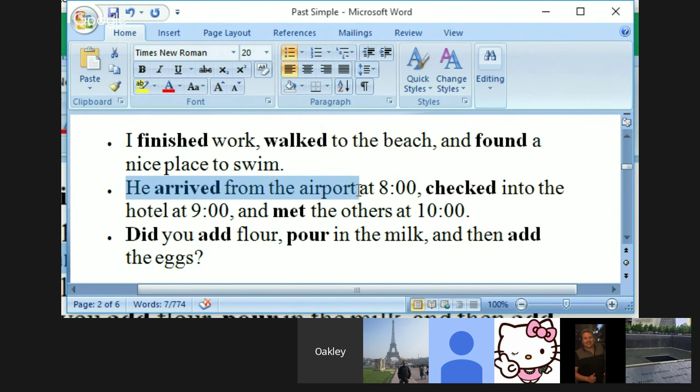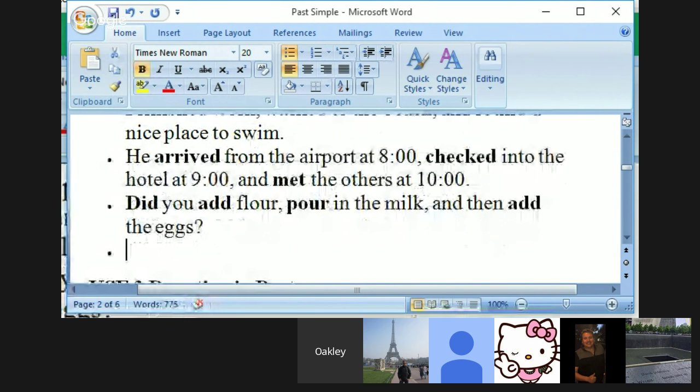Okay. He arrived from the airport at 8, checked into the hotel at 9, and met the others at 10. The use of the actual times here makes it extremely obvious that this is a series. Notice the last example, question form. Did you add flour, pour in the milk, and then add the eggs? Okay, we can add "then," usually for the last in a series. That's fine. Obviously we're cooking, and it's important that we put the ingredients in the proper order. Usually the case when you're cooking. Okay, that's the idea. Let's see if you guys got it here.